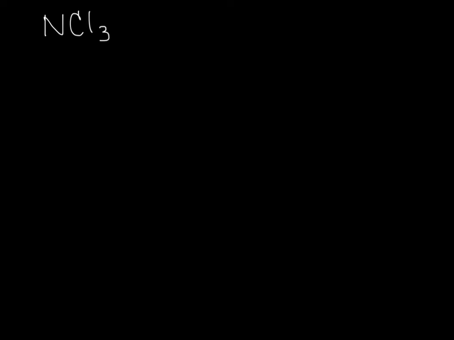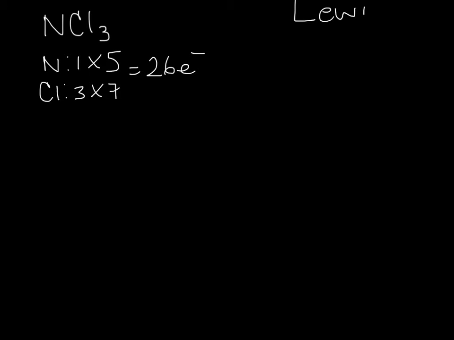We are going to draw the VSEPR diagram, the box diagram, and the Cantor diagram for nitrogen trichloride. First, we need to find the number of valence electrons in order to draw the Lewis structure. We had 26 electrons. Now we can draw the Lewis structure.